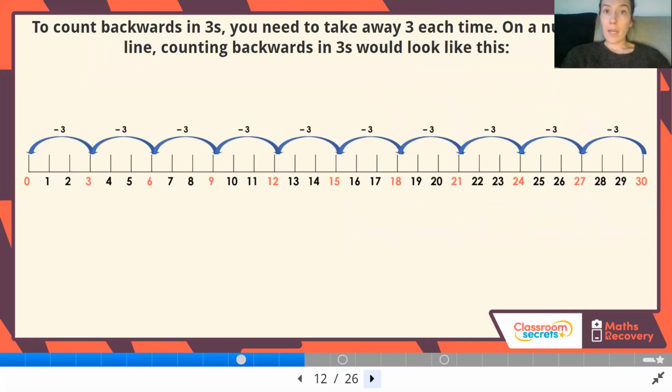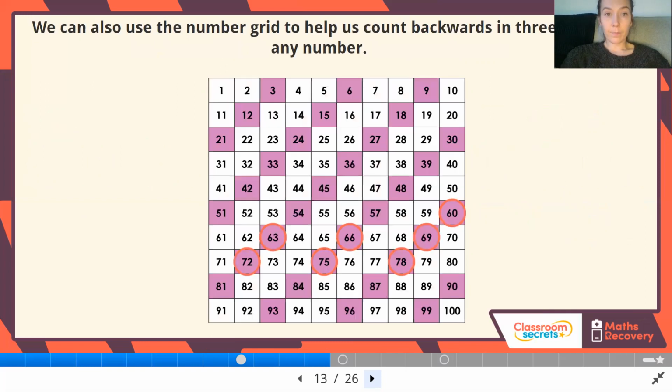Obviously, when we're counting backwards, we're taking away 3 each time. And on a number line, counting backwards in 3's looks like this. So again, you're skipping to every third number. You can also use your number grid to help you count backwards in 3's from any number. Like I said before, when we're counting in 2's, 5's and 10's, if you do want to have your number grid up, that's absolutely fine.